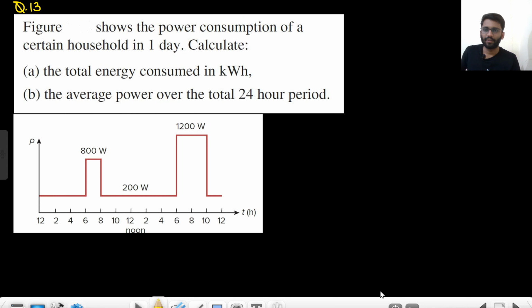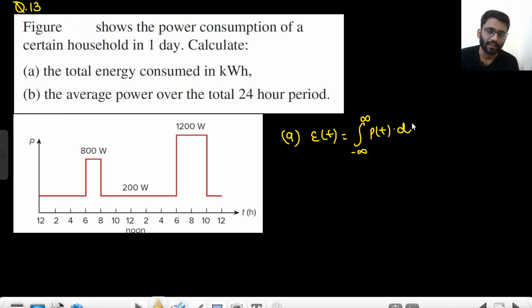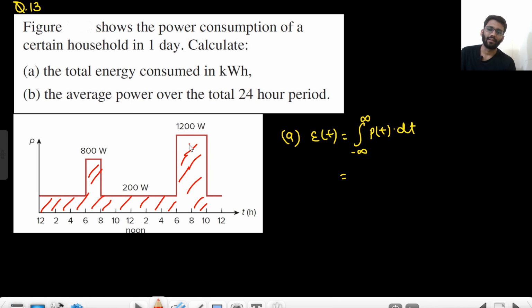Okay, good. Now in this question, the power consumption of a household is shown for 1 day. You need to calculate the total energy in kilowatt hour. So what is E(t)? The integral of P(t) dt. The P(t) curve is shown, right? So basically you need to calculate the area.